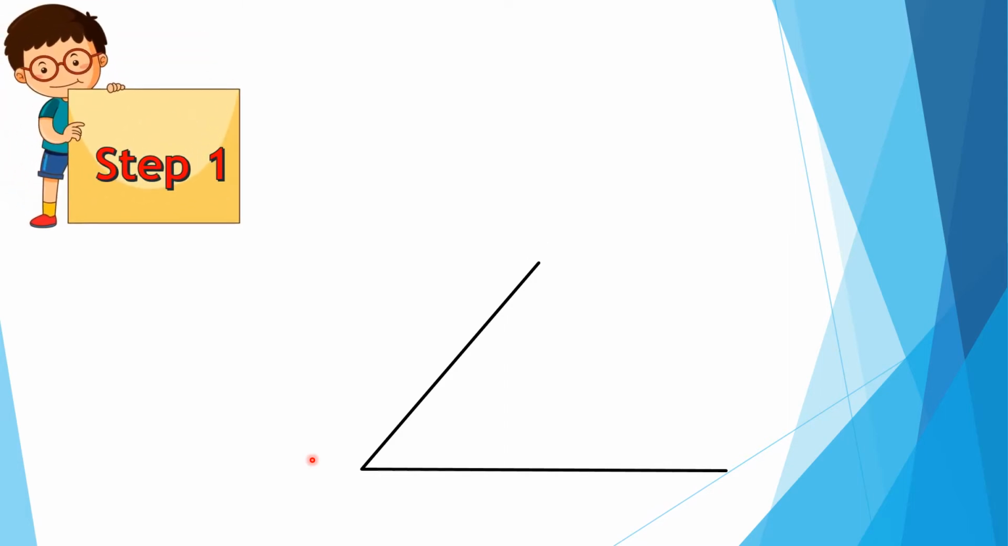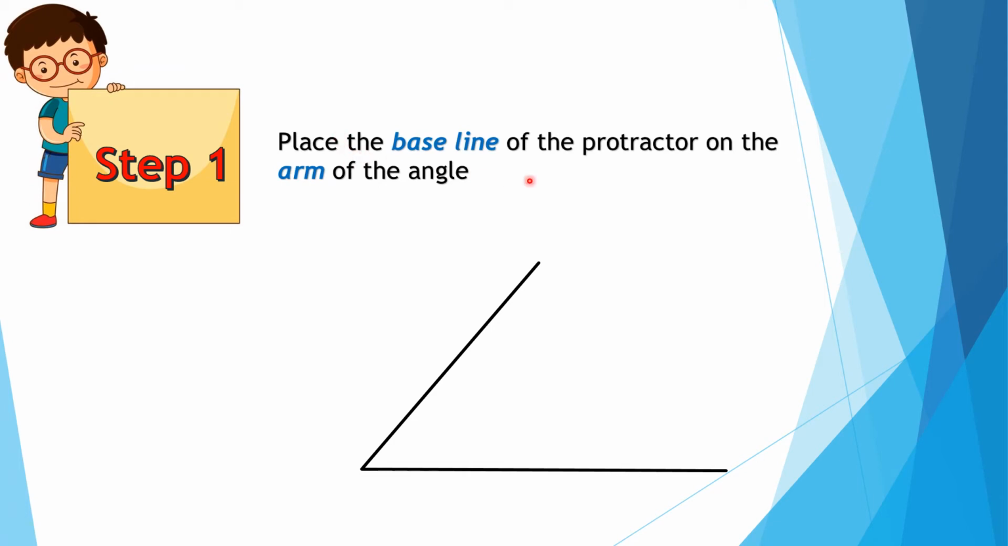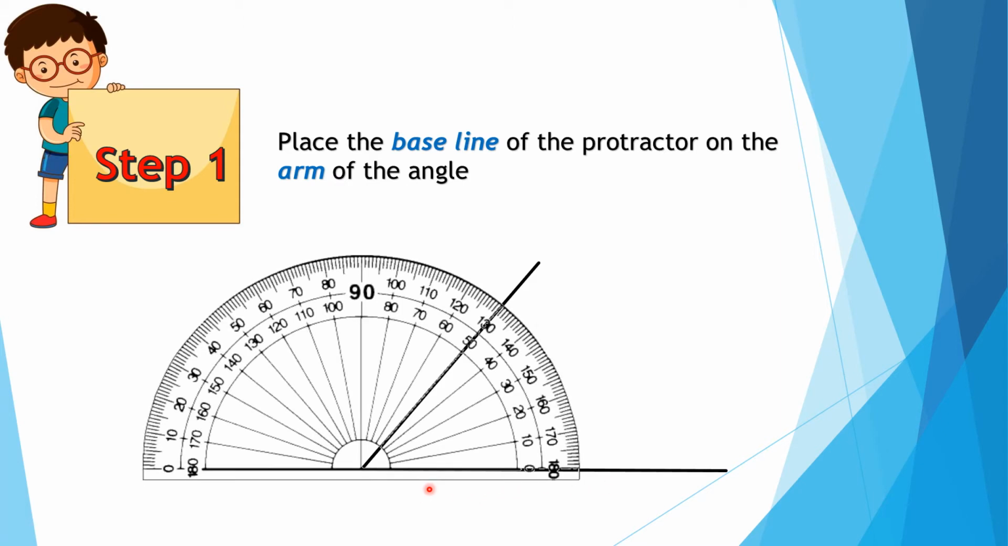Look at the first step. We should first place the baseline of the protractor on the arm of the angle. An angle has two arms. So, before placing the baseline of the protractor, we should first select an arm of the angle. In this angle, I prefer to select this arm. Then, see how I place the protractor. Here you can see the baseline of the protractor is exactly on the arm of this angle.